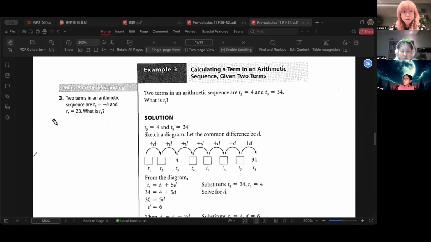Okay, so now let's take a look at number 3. Two terms in an arithmetic sequence are T4 equals -4 and T7 equals 23. I want you to find out what T1 is. Okay, when you finish, please let me know, okay? Otherwise the teacher will just keep waiting, not knowing whether you have finished.